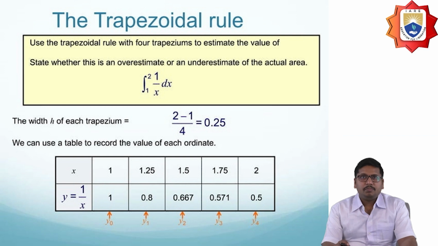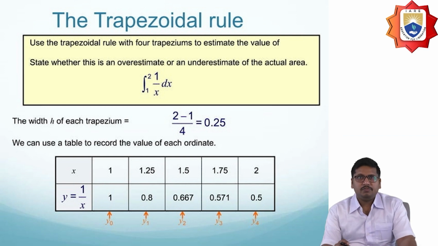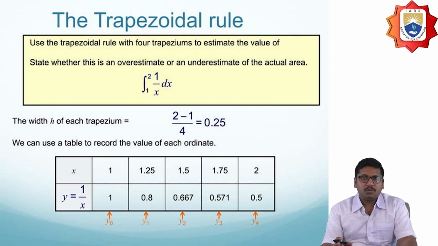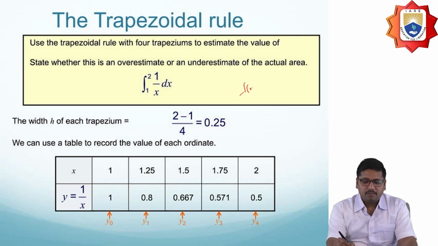So by making use of this trapezoidal rule with four trapeziums, we want to estimate the value and find out whether this is an overestimate or underestimate of the actual area. So how can I do that? For this, I'm going to have a function f of x equal to 1 by x, and I'm going to take the integral from 1 to 2 of 1 by x dx. So how am I going to find it out?